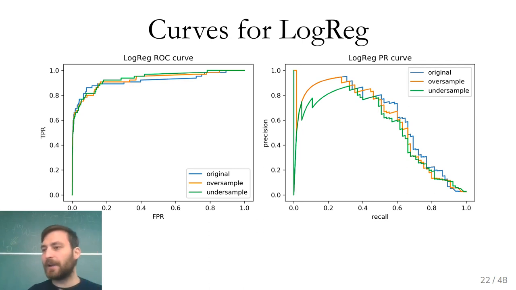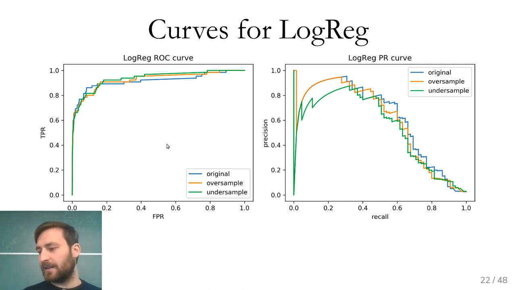So here is now comparing the ROC curves and the PR curves. As we saw, these two metrics disagree about what is a good model, because they give different emphasis to different spaces in this trade-off space. So here, for precision recall, the original, the blue, is probably the best, and it's above the rest for most of it.